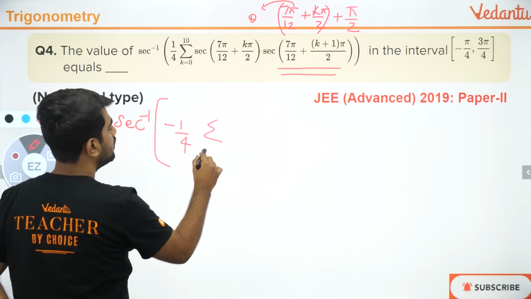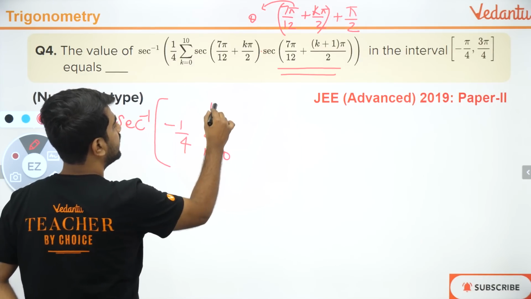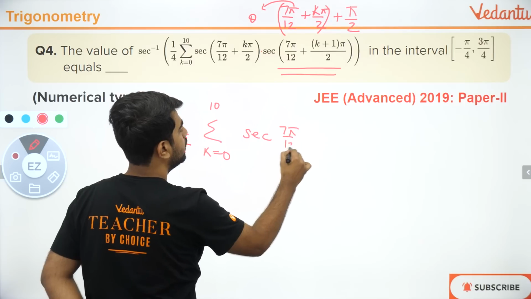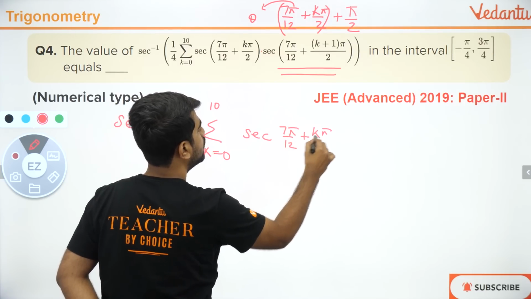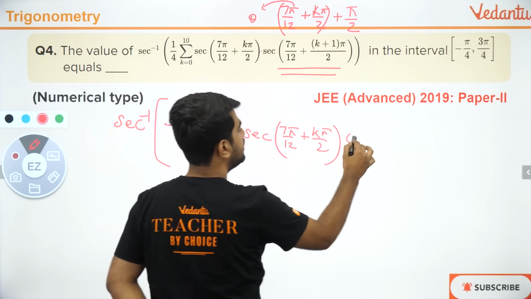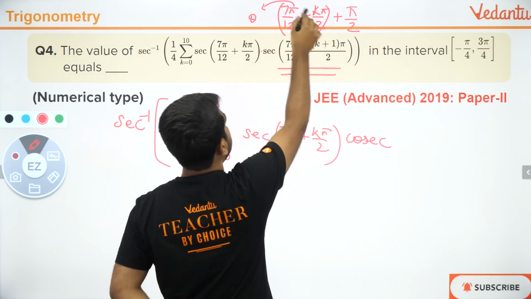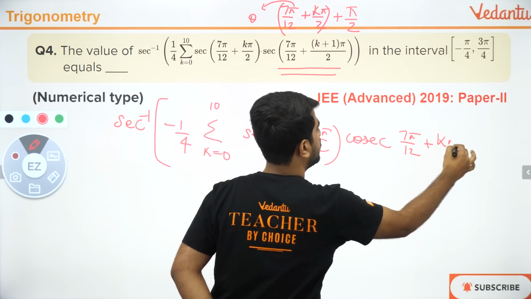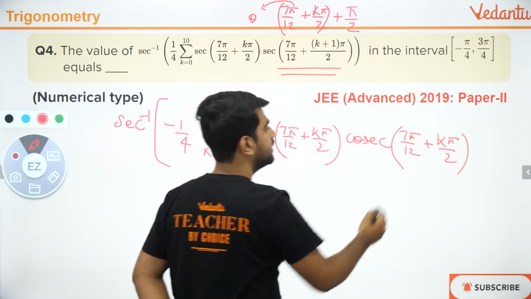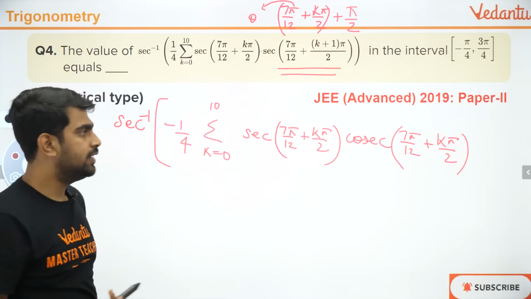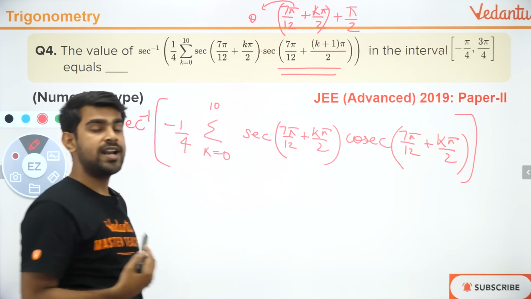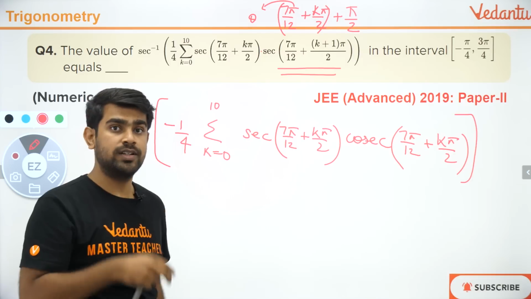What will be left out? Summation k equal to 0 to 10, I have secant of 7 pi by 12 plus k pi by 2 times cosecant theta. What is that theta? 7 pi by 12 plus k pi by 2. Brilliant, this is huge for me. Why? Because these two angles are same. That is how you break into a tough question.